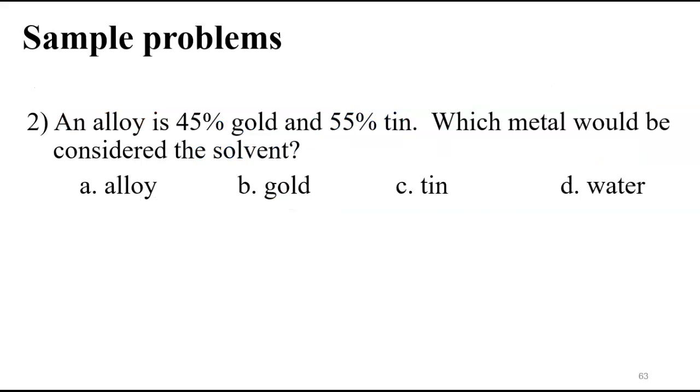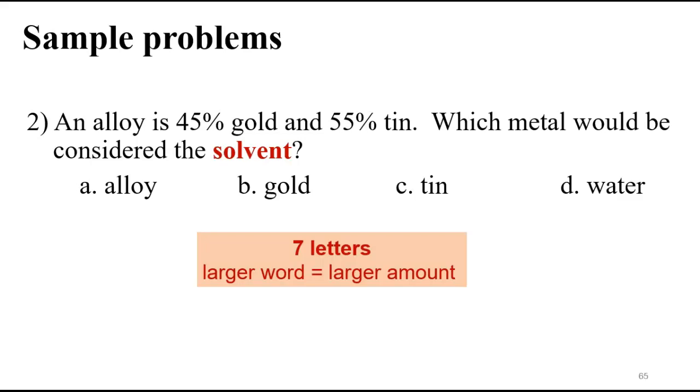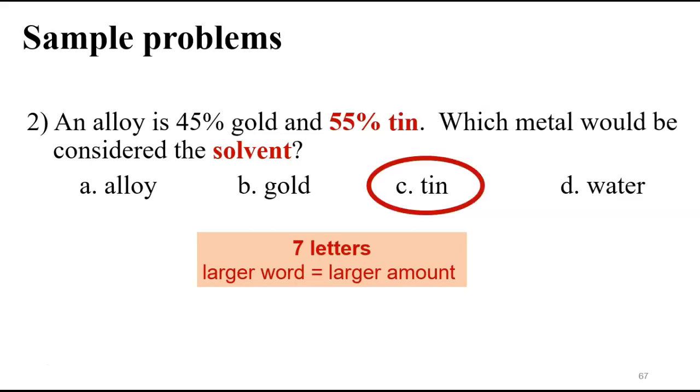Our next example, which you're going to see a ton of on the homework, it should be pretty easy, okay? It says an alloy is 45% gold and 55% tin. Which metal would be considered the solvent? So solvent is our indicating word. That's the 7-letter one, so the bigger word is the bigger amount. And we see 55% is my bigger amount, so tin would be the solvent, okay? The solute would be gold. And overall, the alloy that they make would be the solution. Okay, so that's probably 2/3 of what your homework check is today.